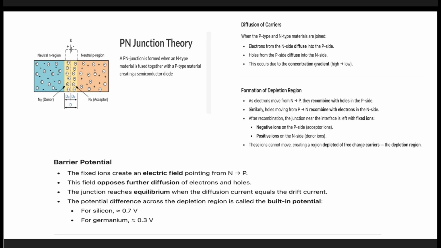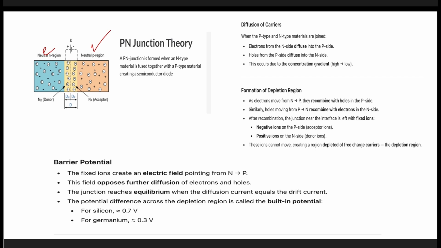For getting the answer, first we can discuss what is a PN junction, how a PN junction diode is formed. A PN junction is formed when an N-type material and a P-type material are fused together. It will create a semiconductor diode.